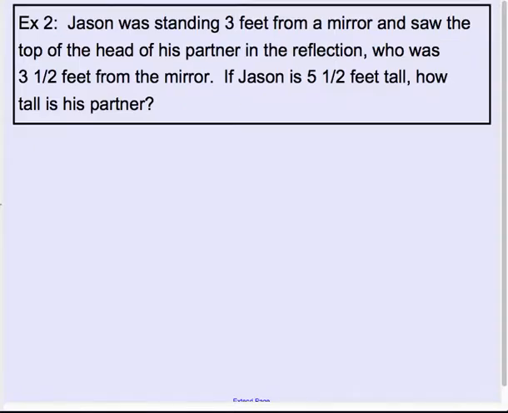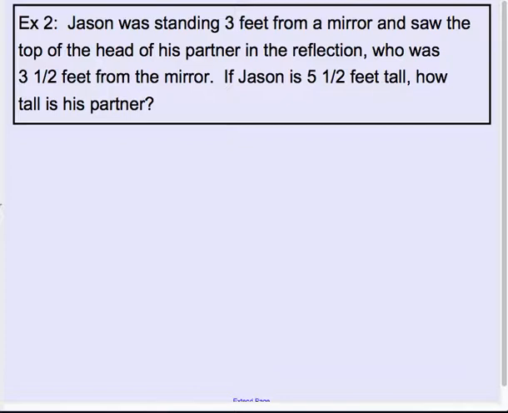Last example, let's take a look at a word problem. Jason was standing 3 feet from a mirror and saw the top of the head of his partner in the reflection, who was 3.5 feet from the mirror. I like visuals. By the way, I just realized, I did this example with my Algebra 1 class when we did ratios and proportions. The mirror was on the floor.